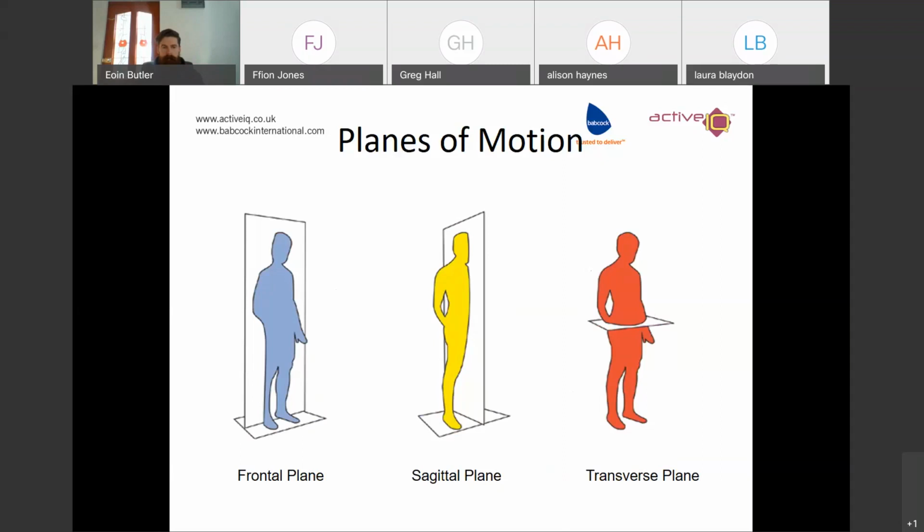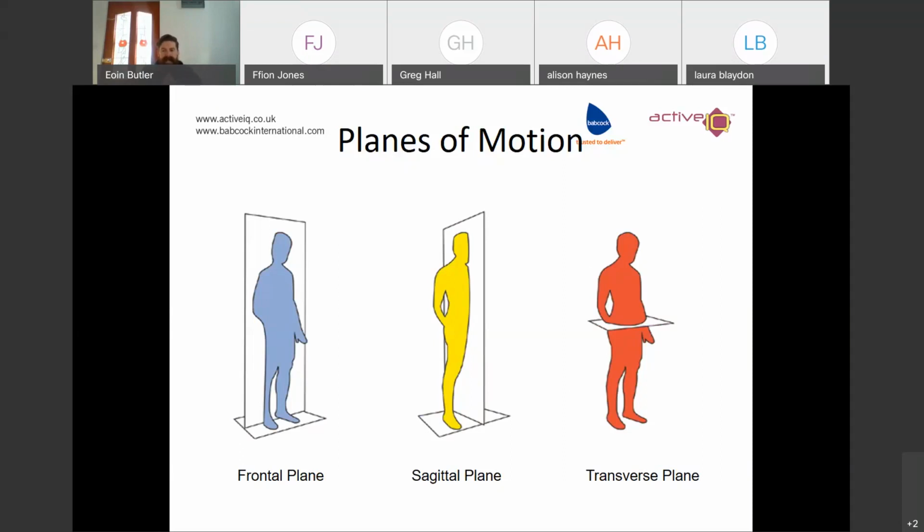It's sagittal plane. Sagittal plane, yep. So if we think about the joint actions that occur in a squat, where we've got hip flexion and extension, knee flexion and extension, and ankle plantar flexion and dorsiflexion, it all occurs in the sagittal plane, forwards, backwards movement.